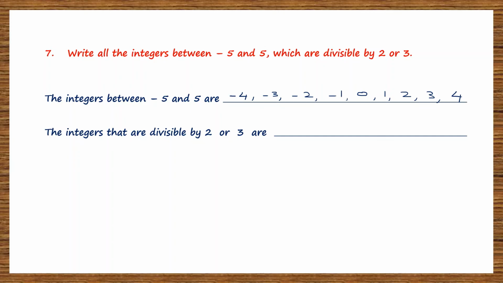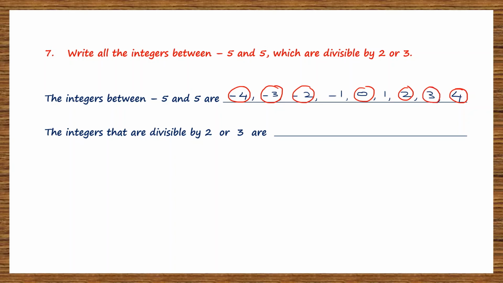So remember, the integers that are divisible by 2 are all the even numbers. So let's circle all the even numbers. Minus 4, then we have minus 2, 0, 2 and 4. So these are all the numbers that are divisible by 2. Now let's look at the other numbers and see the ones which are in the tables of 3, which can be divided by 3. So we have minus 3. So 3 is divisible. Minus 1, no. 1, no. And then we have 3.